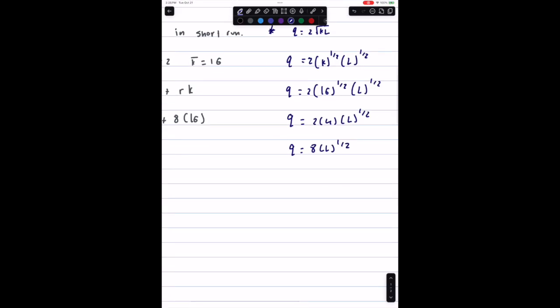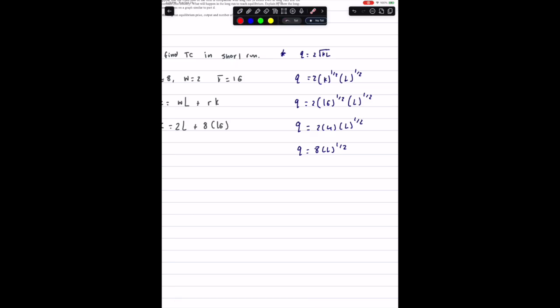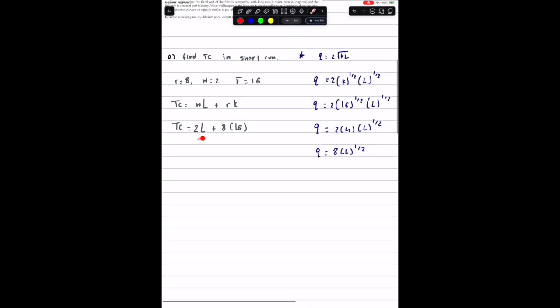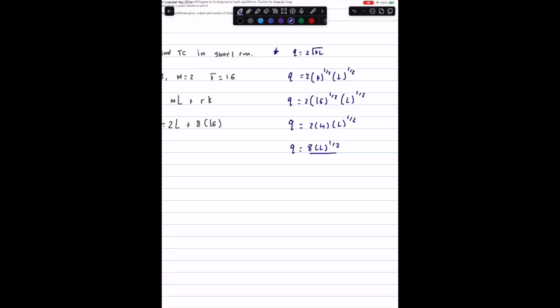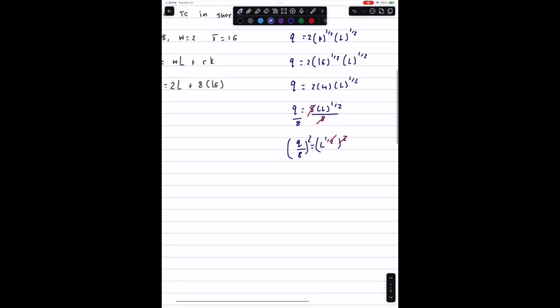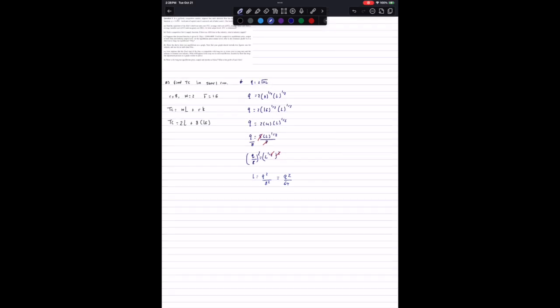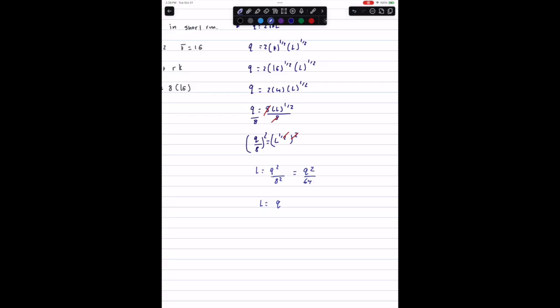Okay, we're getting somewhere. We have to isolate for L because remember, we don't know what L is in our total cost function, right? So we divide both sides by 8. We get Q over 8 is equal to L to the power 1 over 2, or L square root. Now we can just square both sides, raising both sides to the exponent 2. This cancels out the square root in L, and we know that L is just equal to Q squared over 8 squared, which is equal to Q squared over 64. Well, perfect. We found L. L is equal to Q squared over 64.